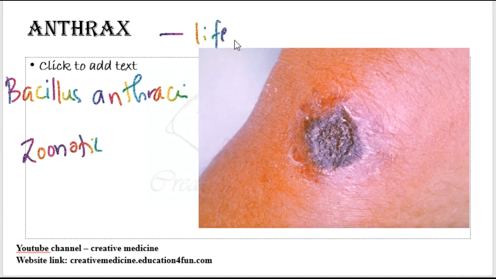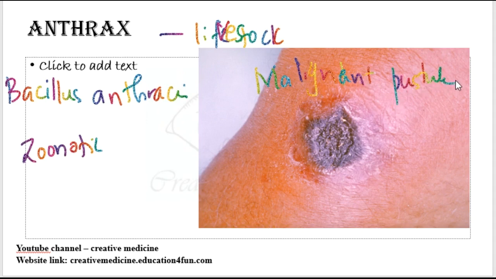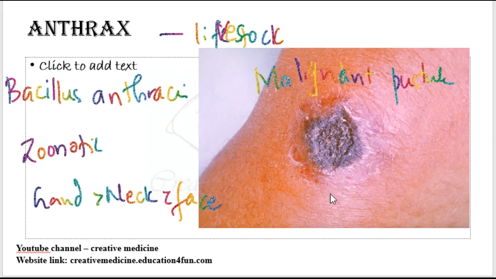Clinical features of anthrax include involvement of malignant pustule. This malignant pustule is not painful. Malignant pustule is most commonly seen on hands, neck, and face. This malignant pustule is presence of small pus-filled cavity or pustule which is present on an erythematous base.